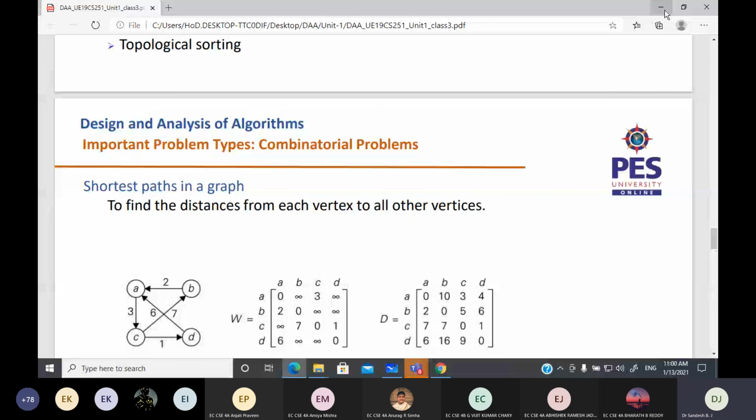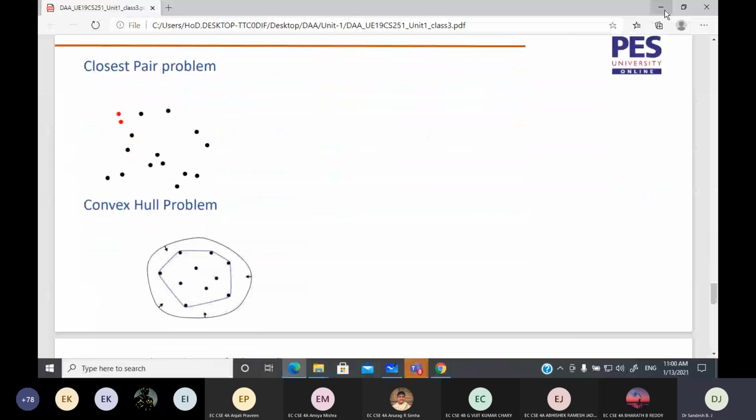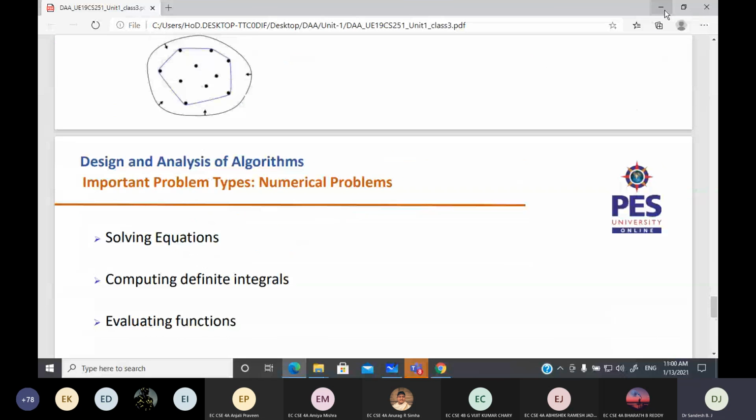The next type of problem is combinatorial problems, like finding the shortest path in a graph, right? The remaining types of problems we will discuss in the next class. There are combinatorial problems, then we have geometric problems, and finally we have numeric problems. So we will discuss these things in the next class. Thank you.